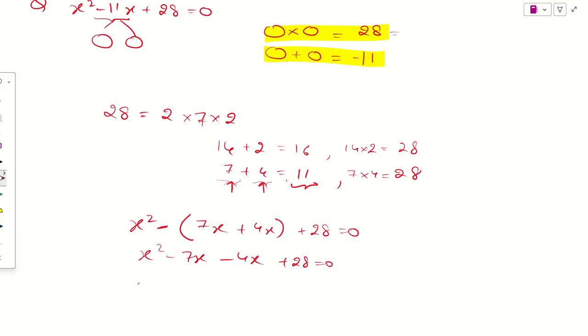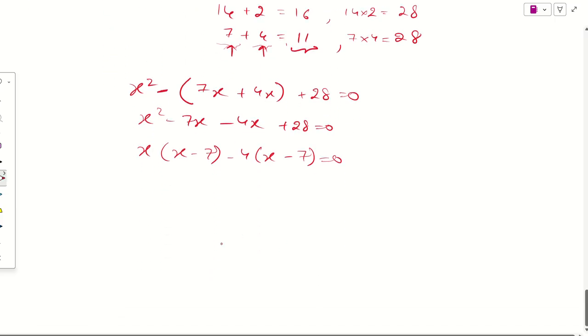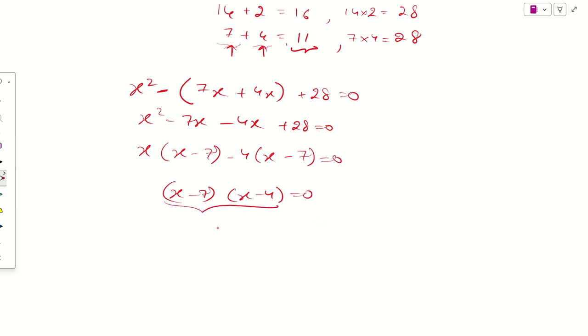Now let's take common here. If we take x common here, we will have minus x minus 7, and if I take minus 4 common, it will be minus x minus 7. So these x minus 7 and x minus 4 are the factors of this equation. So this whole equation is equal to 0, so either this will be equal to 0, or this equals 0. From here you get the value of x, that is your roots.